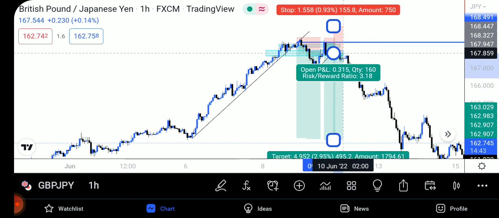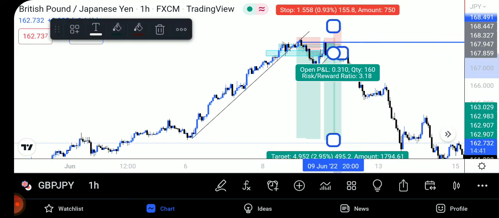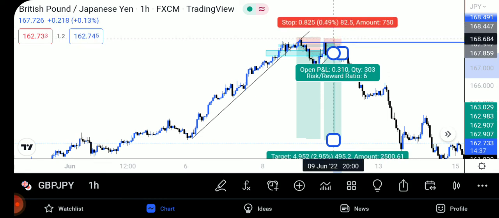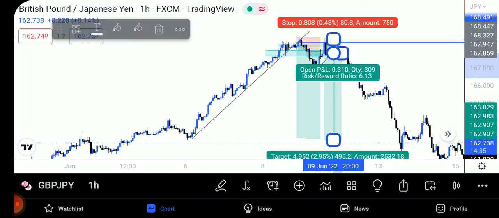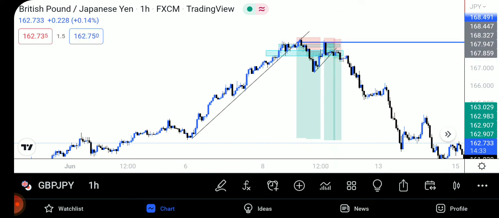Let me just move it to the side so we continue. Our fourth sell with our stop loss slightly larger than before. Okay, that would be our fourth sell. And then what happened when the market came from that sell?